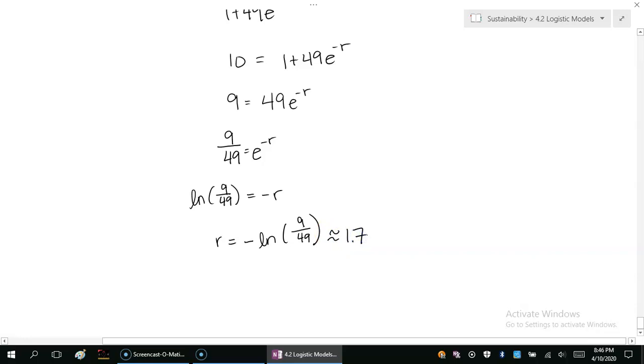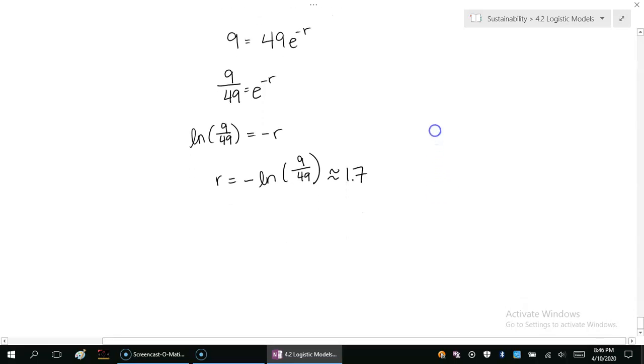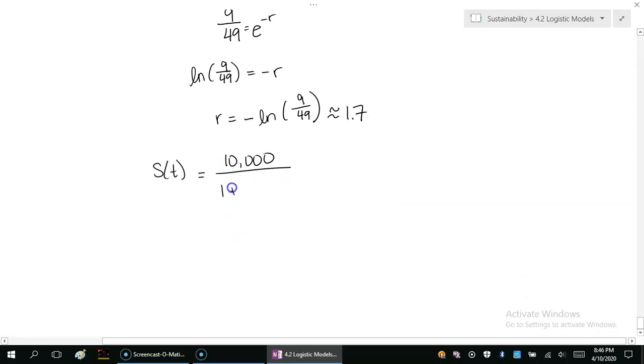It's a little less than 1.7. Okay, so there's our r value, which means that our model for the spread of this disease is S of t is equal to 10,000 divided by 1 plus 49 e to the negative r times t. And we want to use this model to check the two formulas we have for the time to peak.